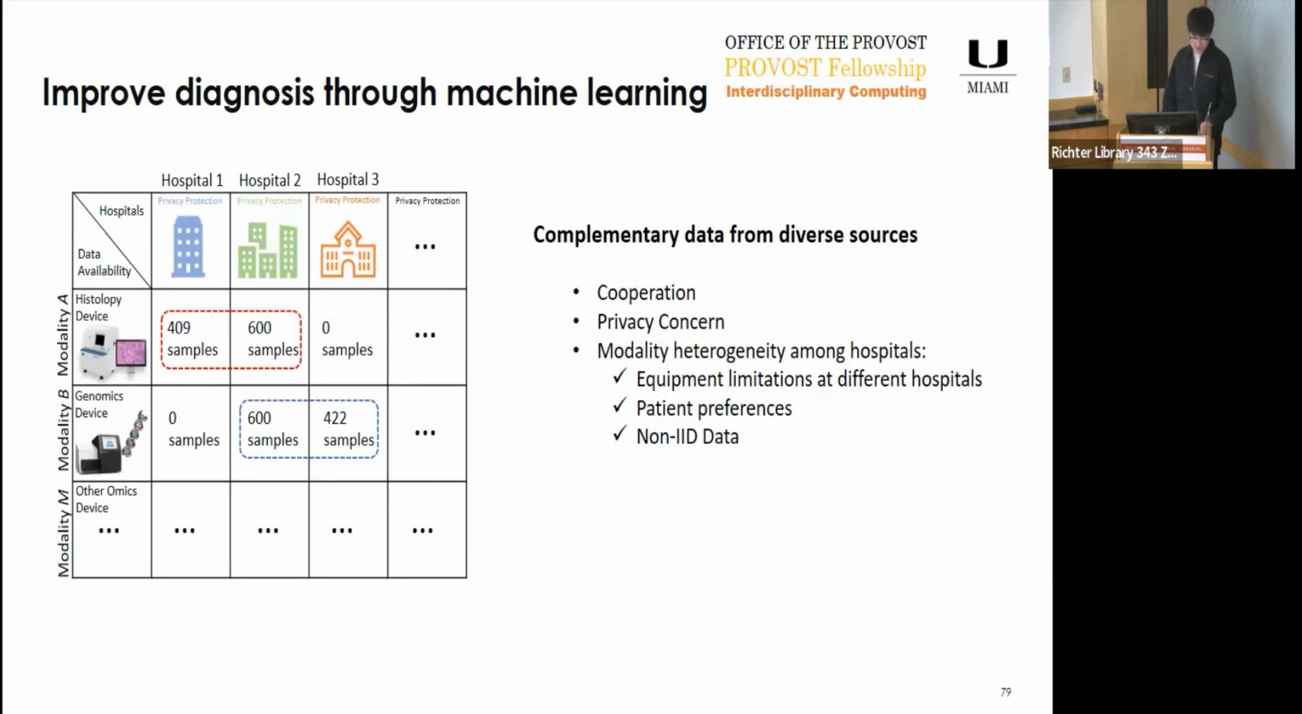So for the last point, the modality is heterogeneous among the hospitals. The modality heterogeneity arises from multiple factors. First, the equipment leads to a small range of available data modalities for diagnosis. Second, the patient selection for a specific hospital may result in some hospitals having only limited data available. And for the last reason, the data held by different hospitals may be non-IID, which is short for non-identical and independent distributed.